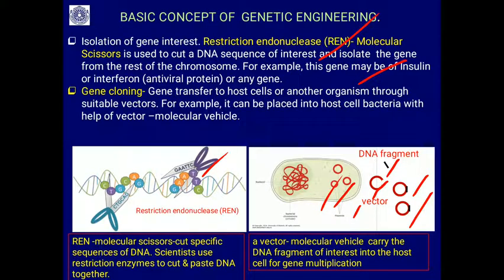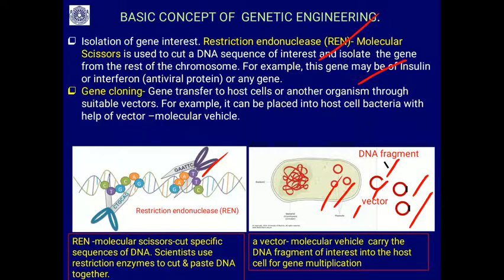Restriction endonucleases are called molecular scissors. They cut specific sequences of DNA. Scientists use this restriction enzyme to cut and paste the DNA. So that is the starting point. Then it requires a vector.